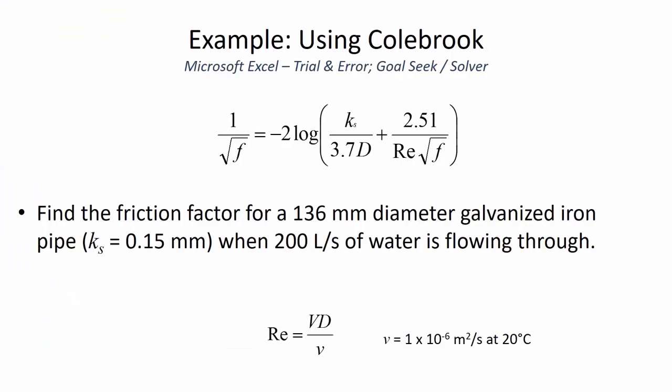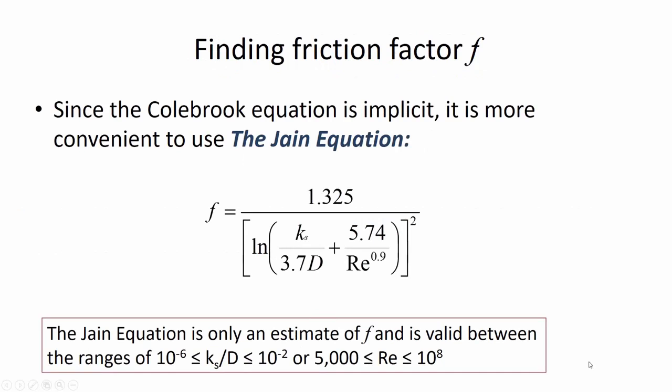The Colebrook equation is the most accurate, and it's always applicable. The Jain equation is pretty good. It's a little less accurate, and it's usually applicable. If we look at the range of values over which it's applicable, for a range of k sub s to d values, and over most Reynolds numbers, from 5,000 until 10 to the 8th.